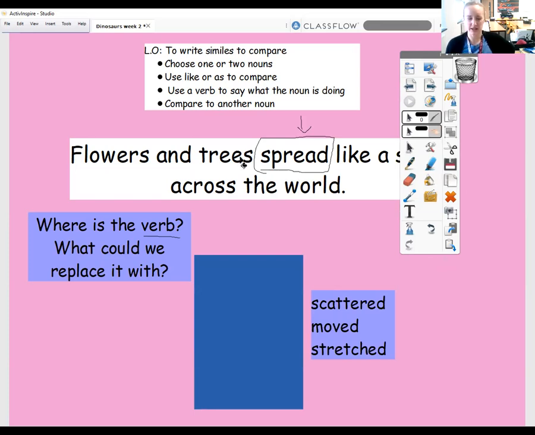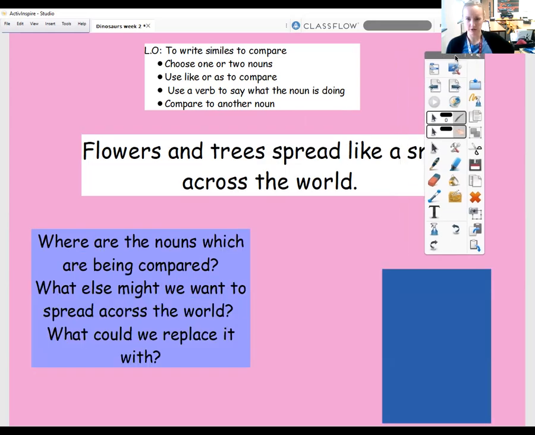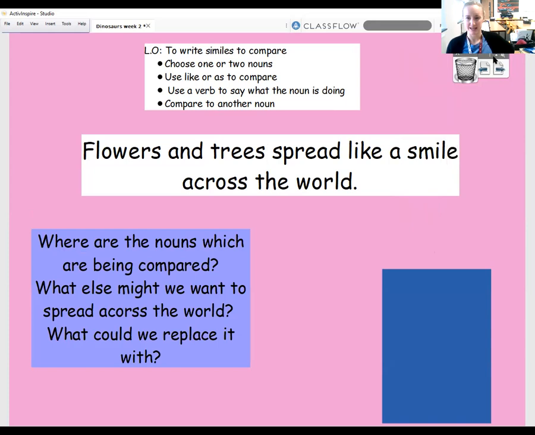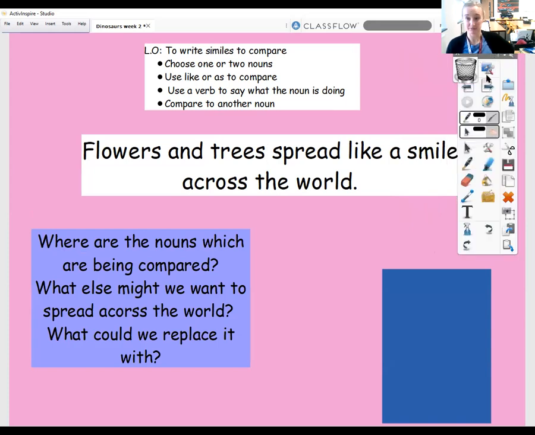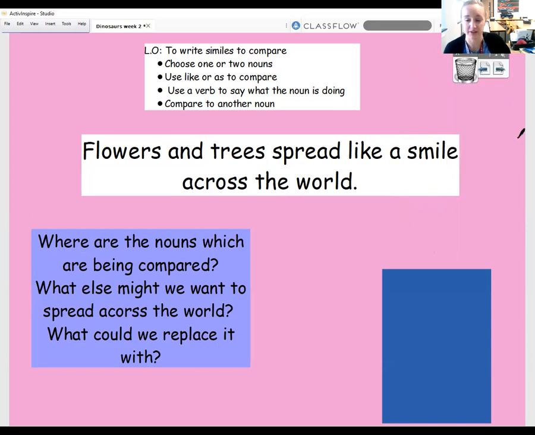So now we've had a little think about the verb changing. I want us to now look at the nouns, okay? And don't worry about this. I know it's quite tricky, but we're going to have a go at doing this together, and I know you can do it at home. So here we need to have a look at the nouns which are being compared, okay? So let's have a look. So the nouns, where are the objects in this phrase? Flowers and trees spread like a smile across the world.